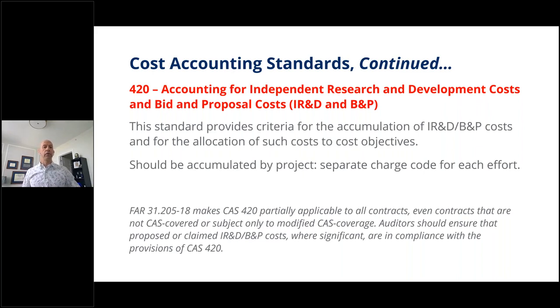So when we calculate your indirect rates, even though IRAD and B&P are otherwise indirect in nature, we treat them and calculate them as if they are direct. This is another one of those things that, from an auditor's perspective and the proper calculation of rates, is one of those things that many contractors get wrong.